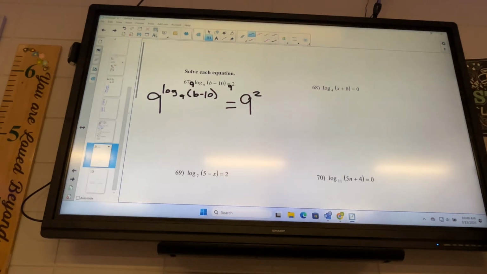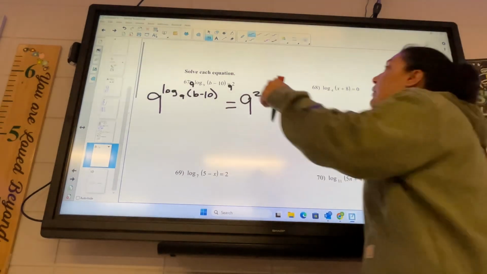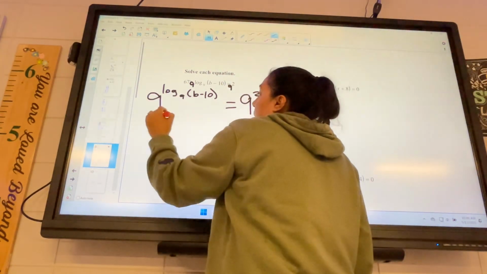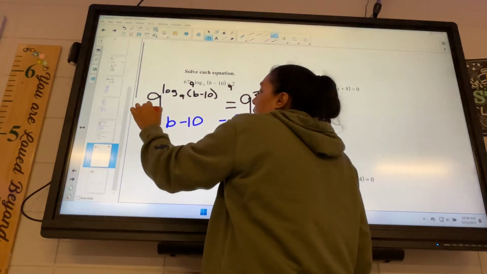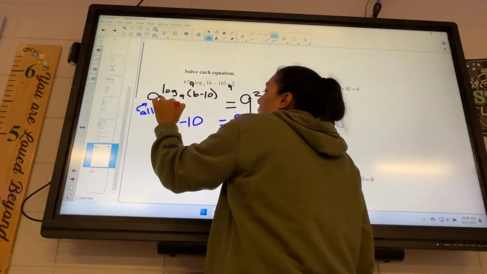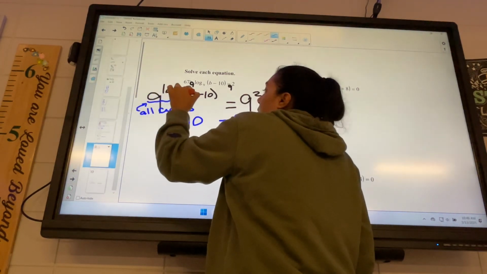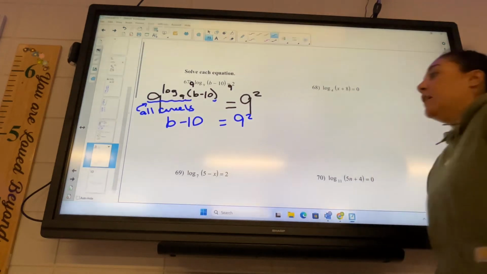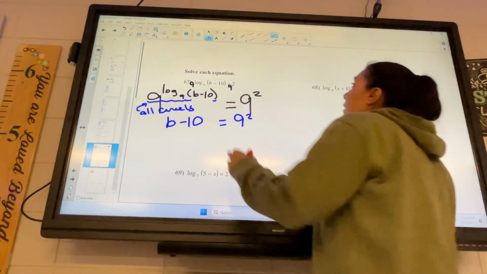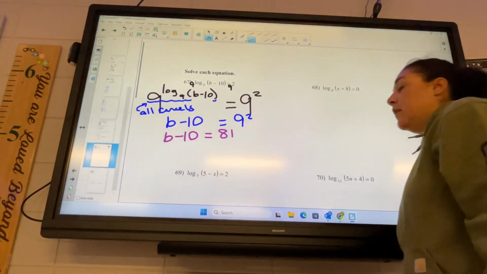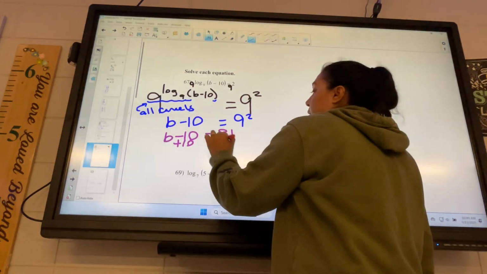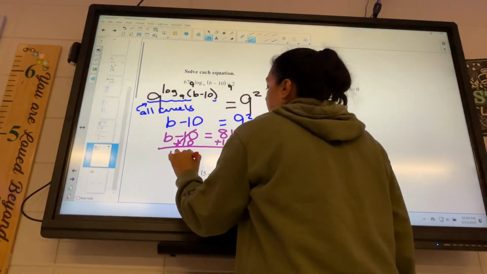Now what actually happens on the left side at this point? The 9s all cancel and the parentheses cancel. So we're left with b minus 10. And 9 squared, this all canceled. So we've got b minus 10 equals 9 squared, so that's 81, yep. So b minus 10 equals 81. Plus 10 on both sides. Cancel out. So we get b equals 91.